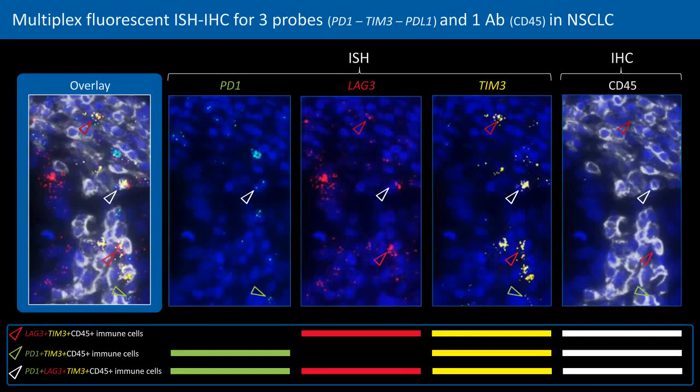So you can see that there are cells co-expressing LAG3, TIM3, and CD45. So these are LAG3 positive, TIM3 positive immune cells. They're also pointed out by the red arrows. You can also see green arrows, and they are pointing out PD-1 positive, TIM3 positive immune cells. And there's also white arrows in this image that point out PD-1 positive, LAG3 positive, and TIM3 positive immune cells. So these immune cells are positive for these 3 checkpoint markers.